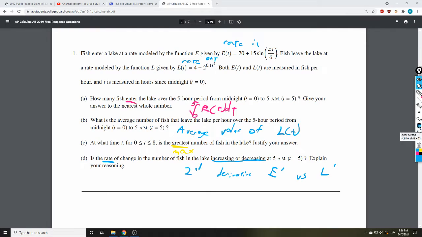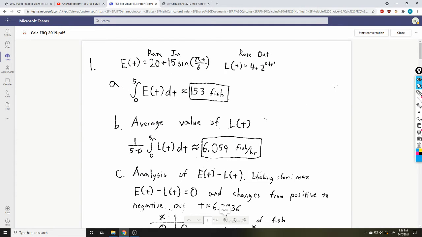So here's how the details look. There's your rate in, there's your rate out. How many enter? So we just do the integral from 0 to 5. It asks to round to the nearest whole number, so I did. Part B, average value, 1 over b minus a times the integral from a to b. Fish per hour, since that's what L is looking at.